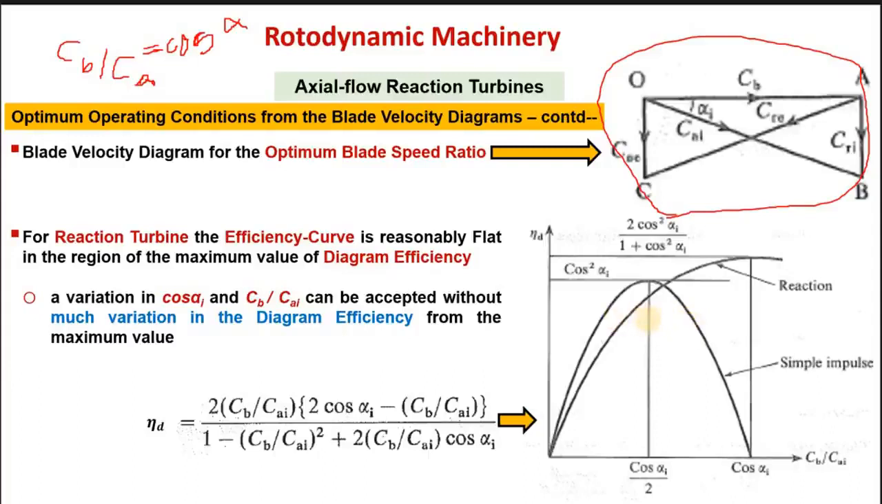A small change in CB over CAI will drop the efficiency in the impulse turbine, while in the reaction turbine, a small change in CB over CAI will not drop the efficiency, because here the curve is more of a flat at the highest point. So that is one more thing which is noticed in case of reaction turbine compared to impulse turbine. Okay.